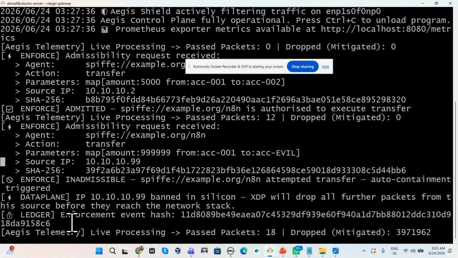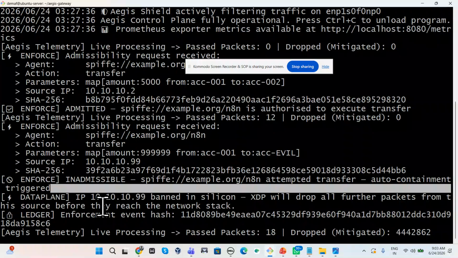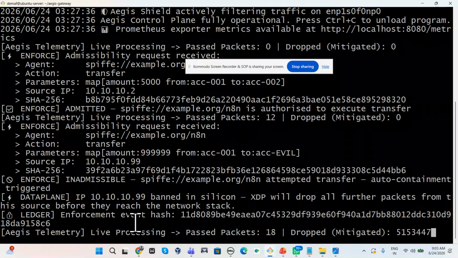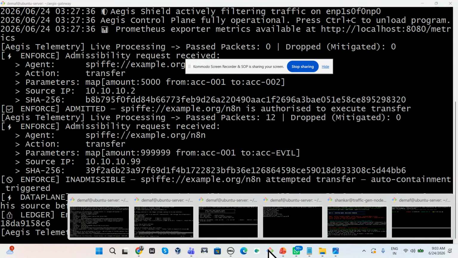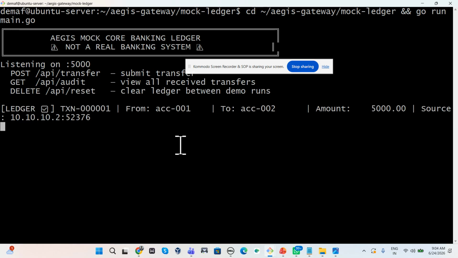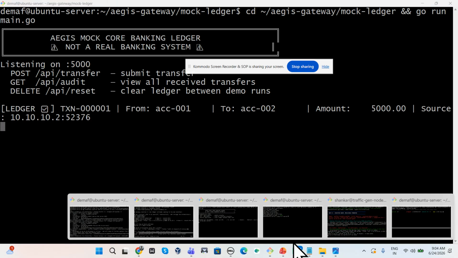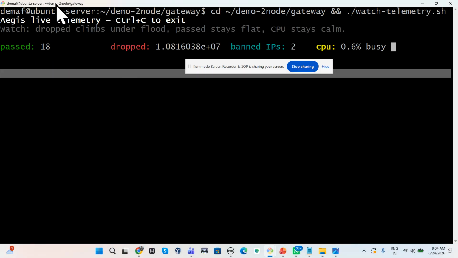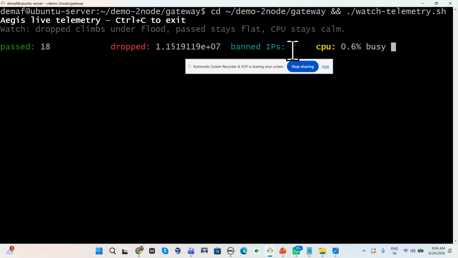The ban is still valid. The data plane ban on the source IP is still valid. The kernel enforces the packet drop; the admissibility is already inadmissible from the control plane. So all the packets are getting dropped in the deterministic execution gateway. No packet reaches the protected system, the banking ledger, and you could see the telemetry is getting incremented. The dropped packet counter is getting incremented. We have two banned IPs there.